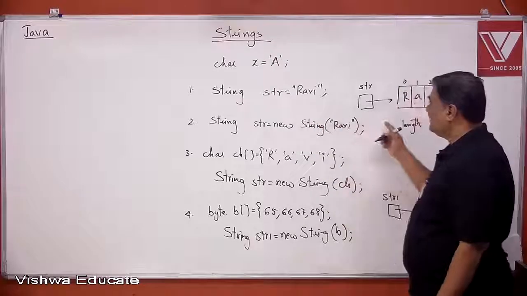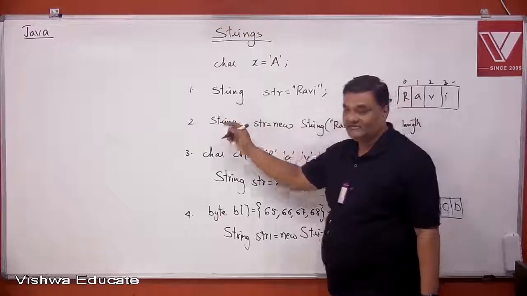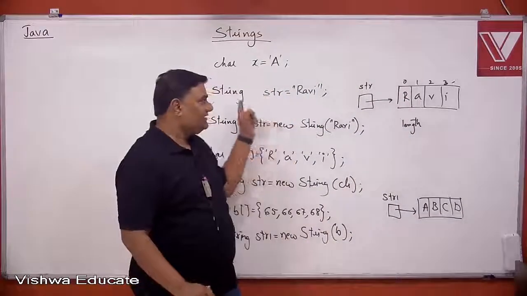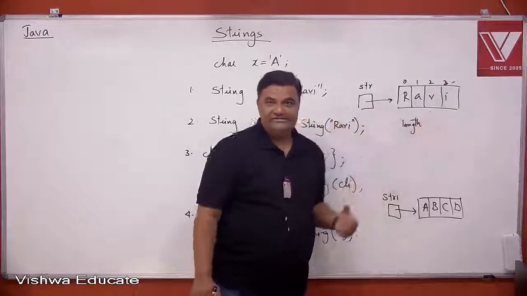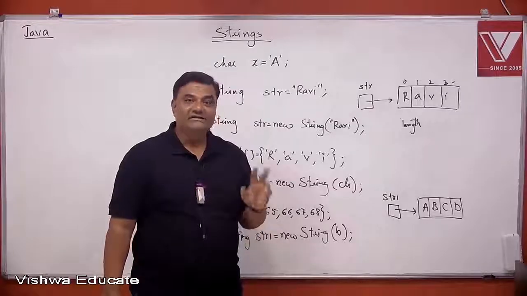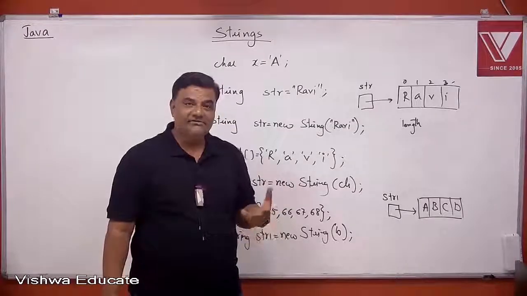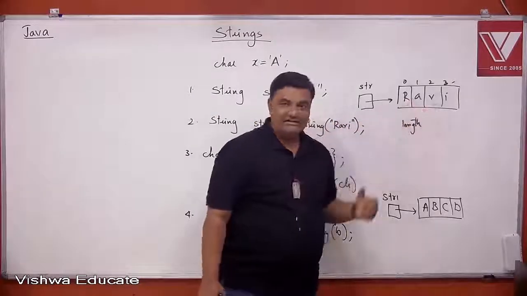A string is an object, or a string is a built-in class in Java. So using that class, we can create the objects. So string object will contain array of characters. First point, string is a built-in class in Java. Second point, we can create objects of type string. Third point, string object will contain array of characters.